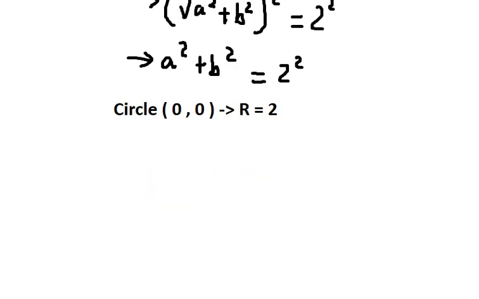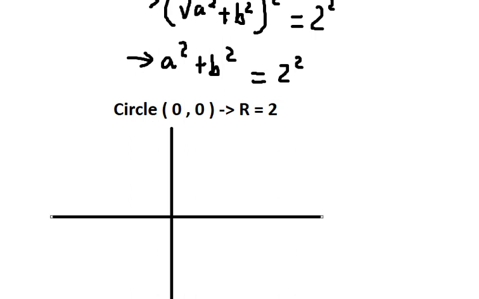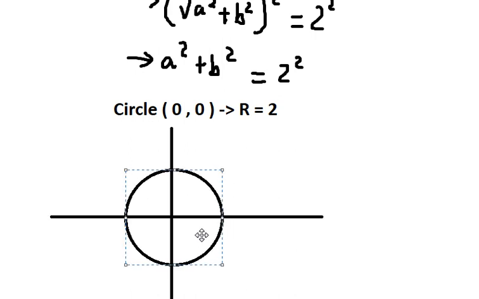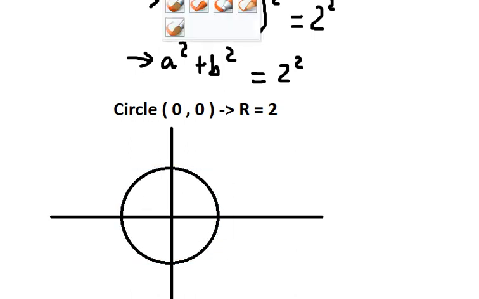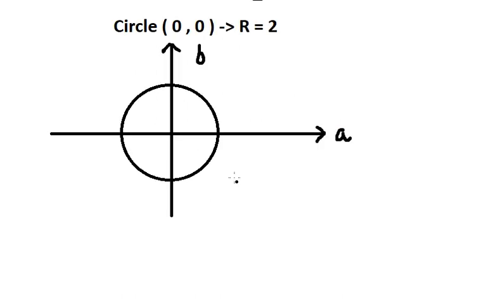So we need to graph the circle. This one is a. This one is b. So we have the radius 2 here.